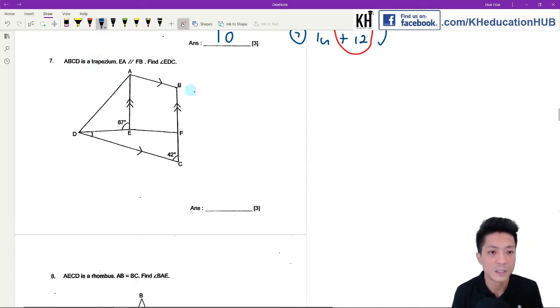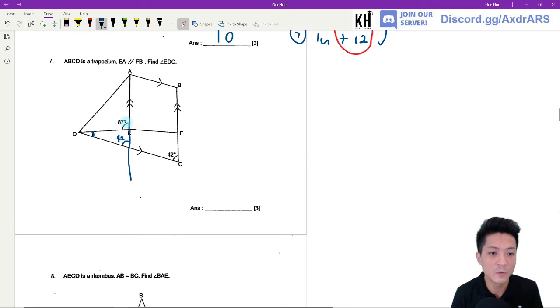Question 7. ABCD is a trapezium. EA is parallel to FB. Find angle EDC, which is over here. For this question, you need to extend this line over here. Extend a straight line, and since EA is parallel to FB, this is 42, and so this angle over here is also 42.